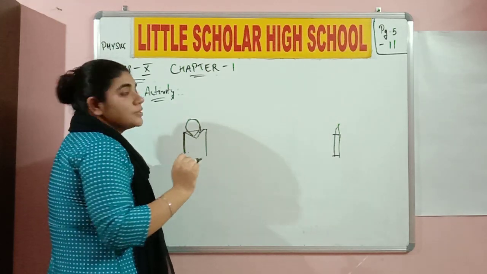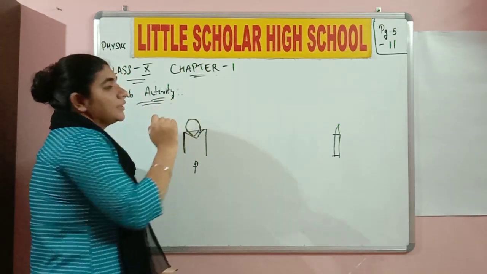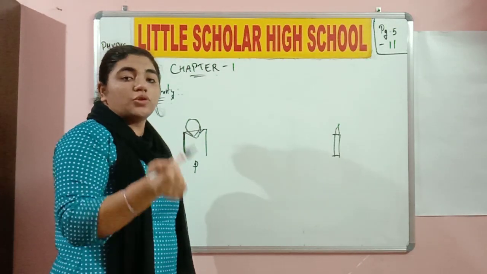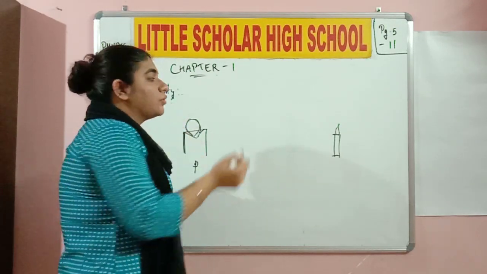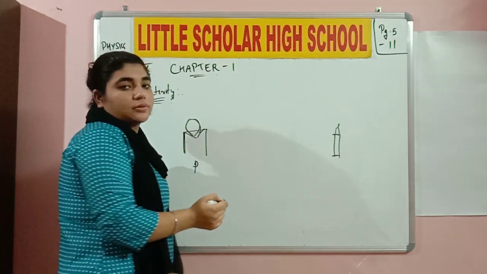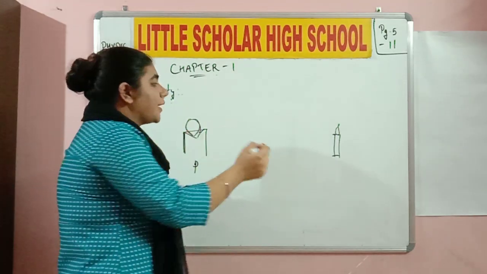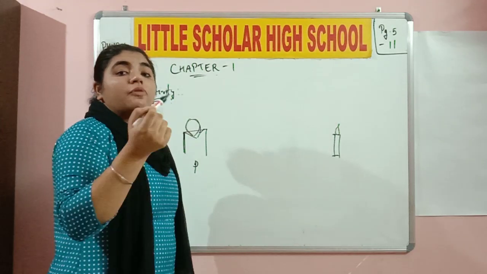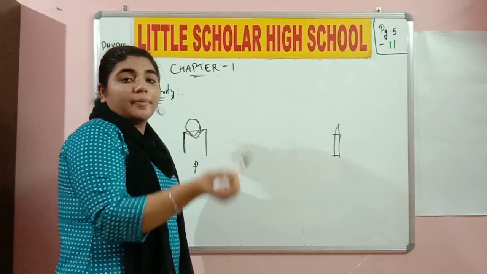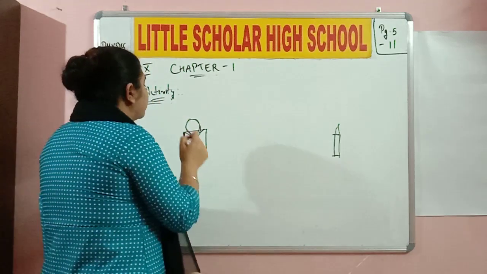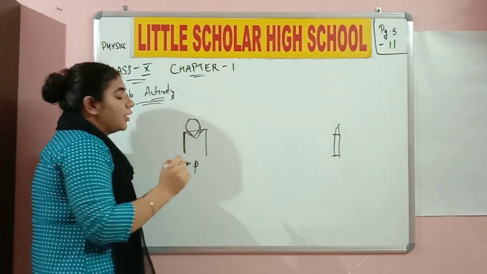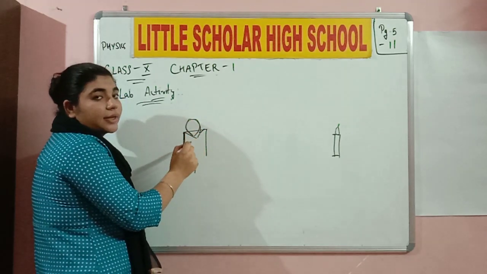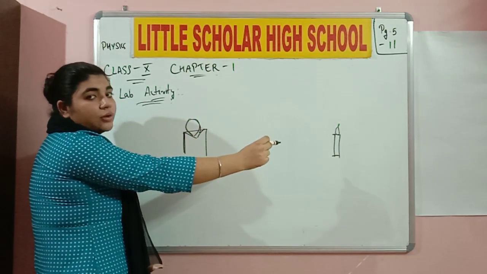Are you following this? We are discussing a lab activity where we are going to understand where the images are going to be formed with respect to different position of the object. Okay, we are going to place the object at different positions and we are going to observe where the resultant image is going to be formed with the help of the concave mirror. Okay, so we have a V stand over here, and on the V stand we are placing the concave mirror.